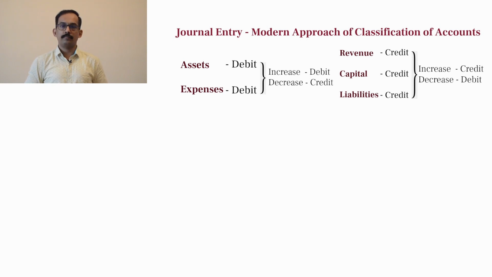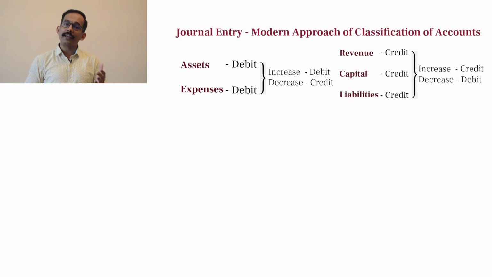This is a simple rule that applies to frame a journal entry based on the modern classification of accounts. Whenever a transaction occurs, there are three steps that need to be taken care of. One, understand the accounts that are involved in the transaction. Two, identify the type of the account. Three, understand the movement in that particular account and apply the respective rule.